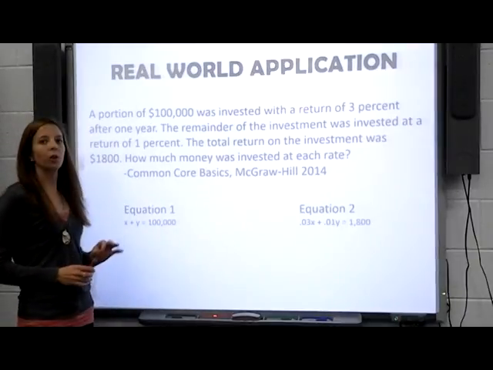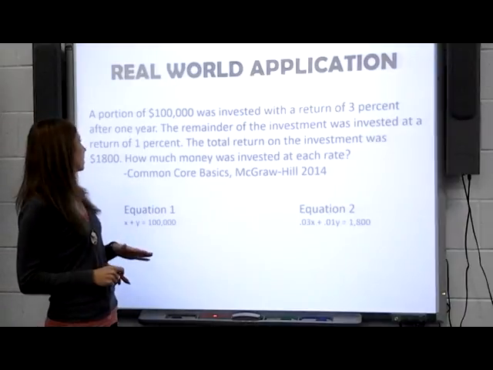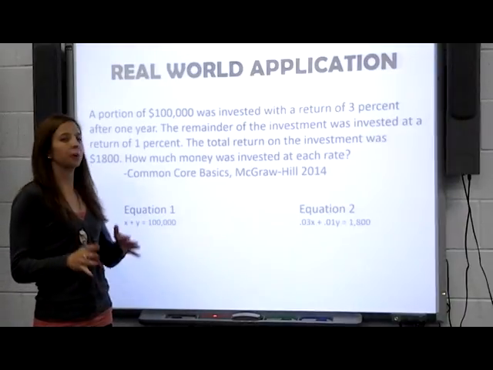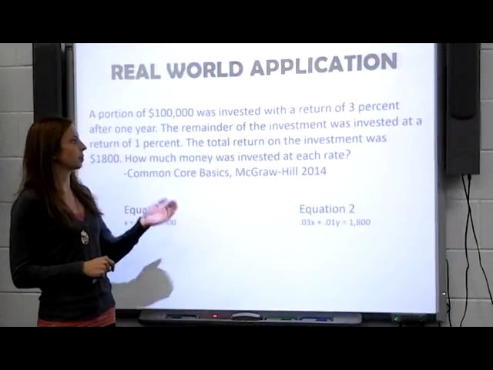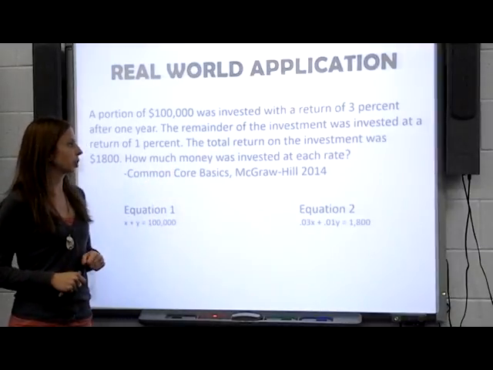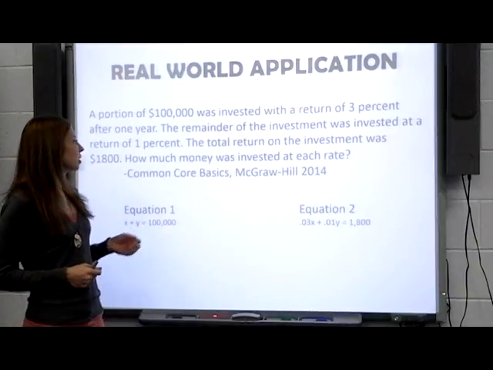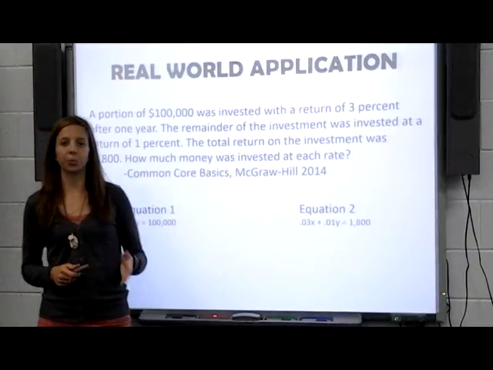A portion of $100,000 was invested with a return of 3% after 1 year. The remainder of that investment was invested at a return of 1%. The total return on the investment was $1,800. How much money was invested at each rate?